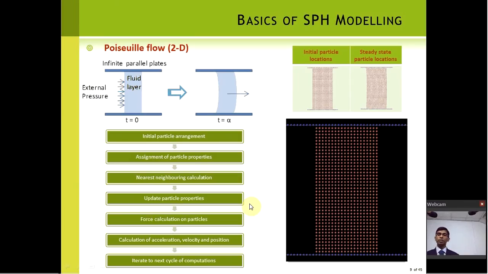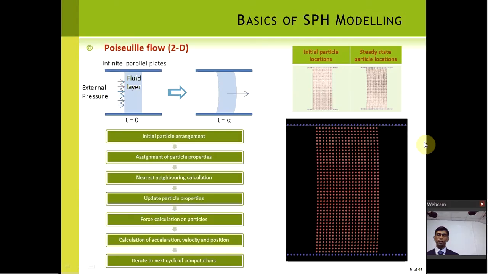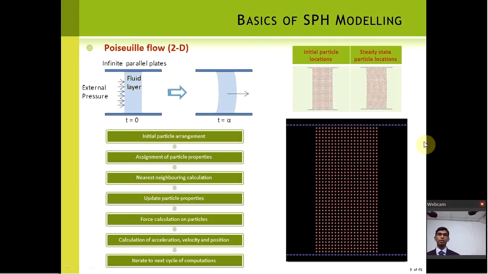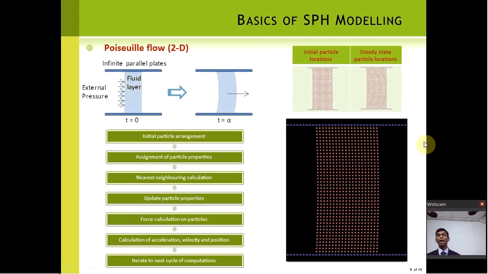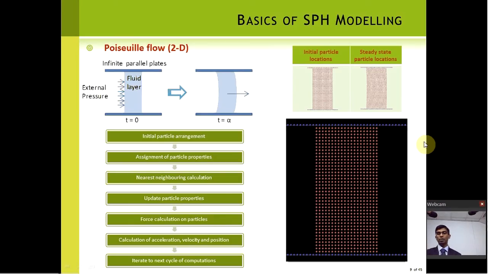I'll quickly show you a simulation. This is one done by our research group. This is the initial particle setup, and eventually it deforms. It's a laminar flow with a very low Reynolds number and very low flow velocity. You can see, yes.